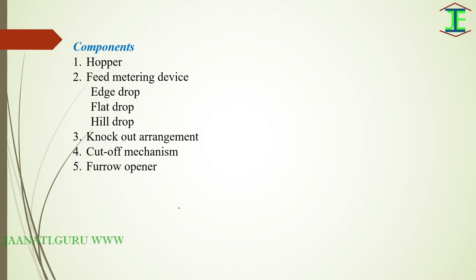And there will be a knockout arrangement, which knocks out the seeds from the mechanism. That means if it is a flat edge drop mechanism, there will be knockout arrangements. So if there is a seed fixed in this particular cell, then this knockout arrangement pushes out the seed from this mechanism. Cutoff mechanism. If more than one seed is carried in the cell, then this cutoff mechanism removes the excess seeds from that particular mechanism. Furrow opener opens the furrow, and with the help of the seed tube, the seed is thrown into the soil.